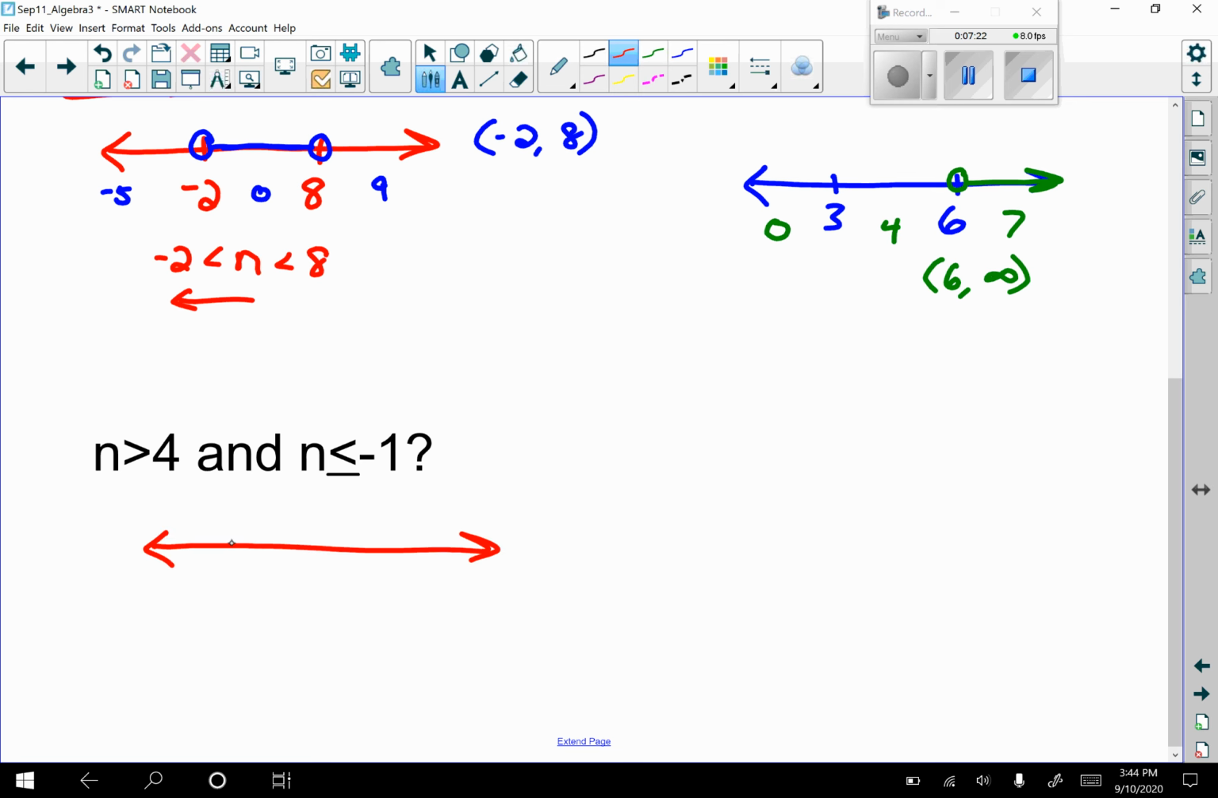Now, even though it's written this way, I have to put the -1 to the left of the 4. That's just how they're ordered. Again, it's an and, so we need 2 yeses. Let's pick a -2. Let's pick a 0 in between. Let's pick a 5 to test.